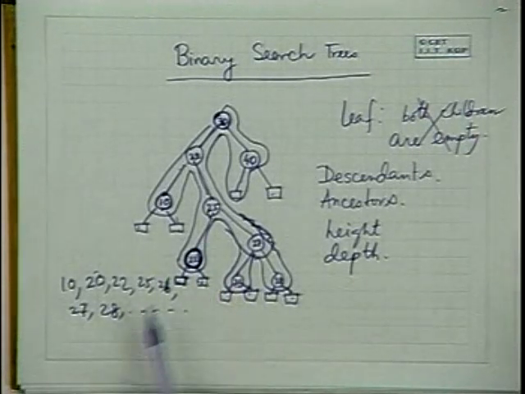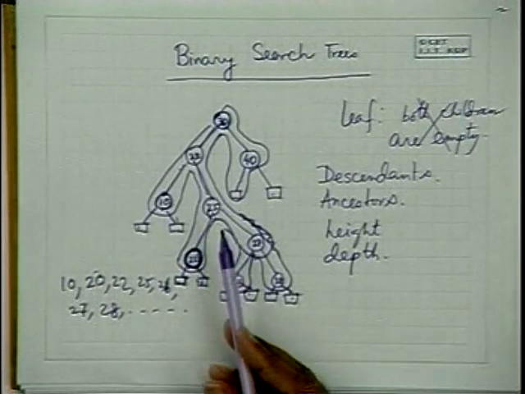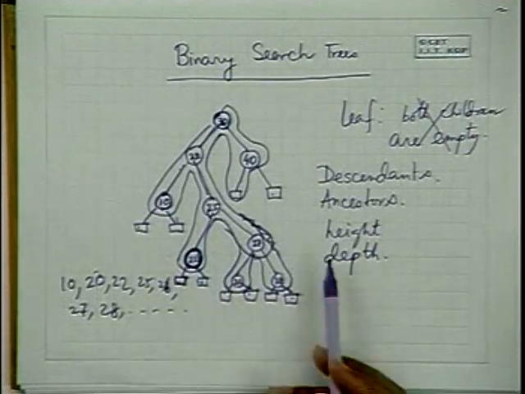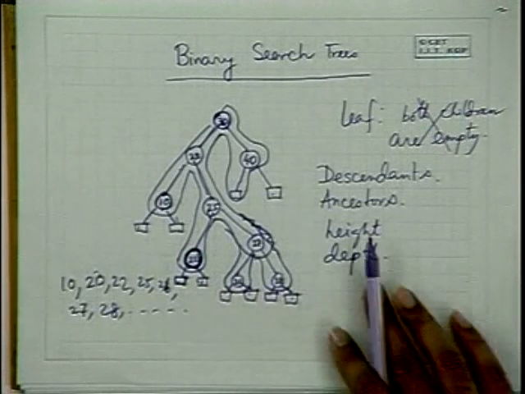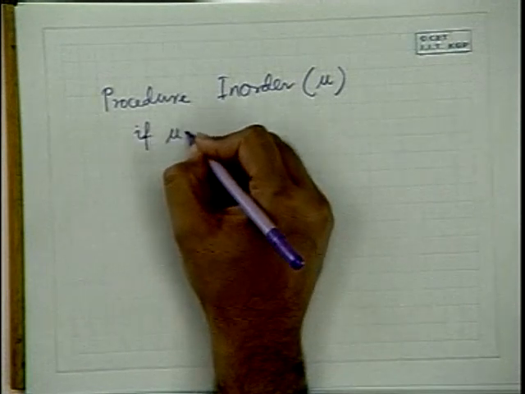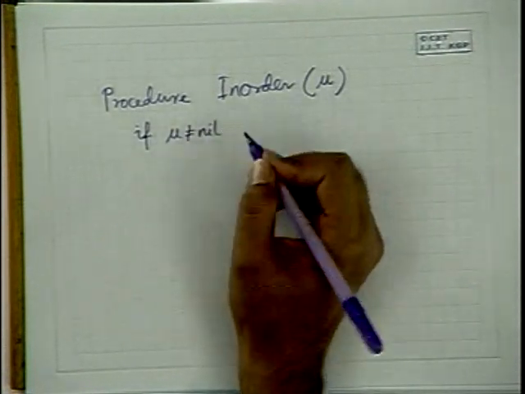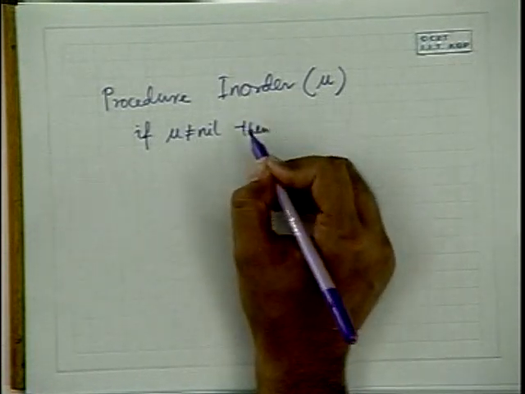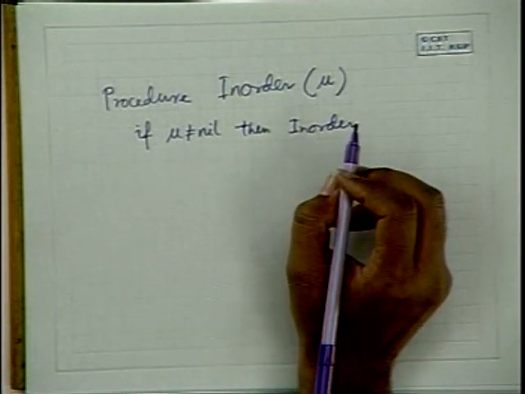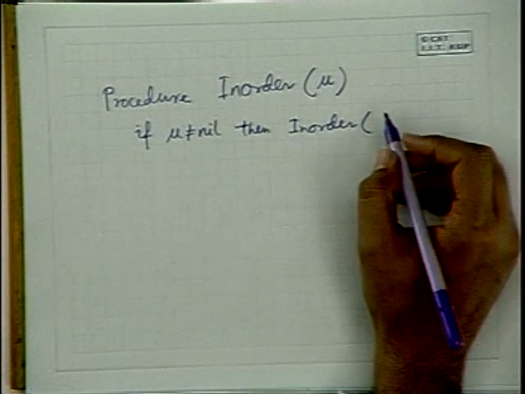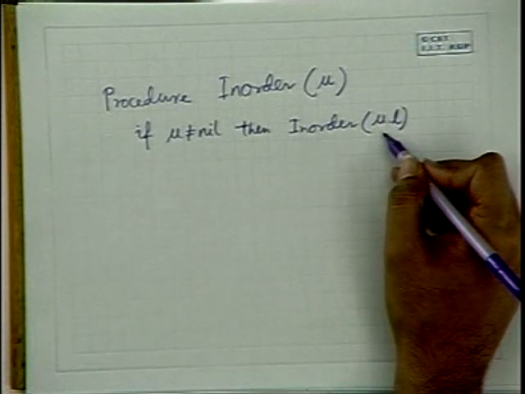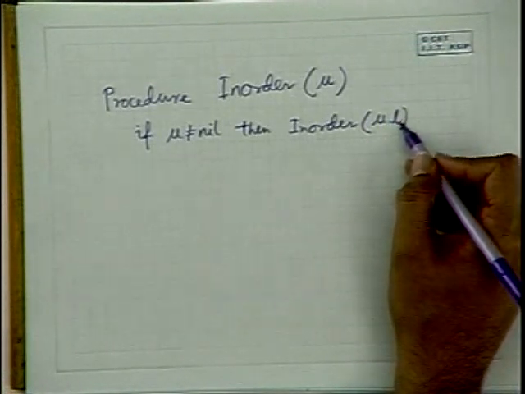The pictorial way of looking at it is as if you are wrapping a thread around the tree. And the length of the thread will be twice the number of nodes, almost, roughly equal. So let me write down this procedure in-order mu. If mu is not equal to nil, that is a null pointer, then you have to call this in-order on what? Mu dot L. That will be our notation. Mu dot L will be the left child of mu, and mu dot R will be the right child of mu. Then you print.